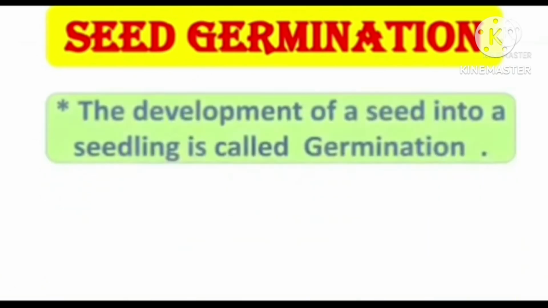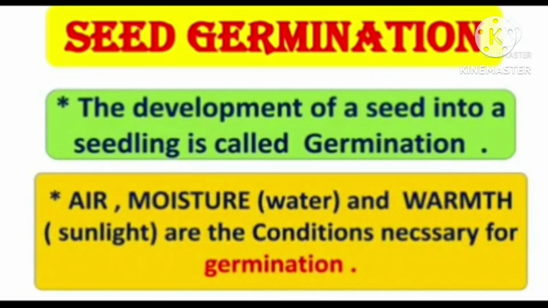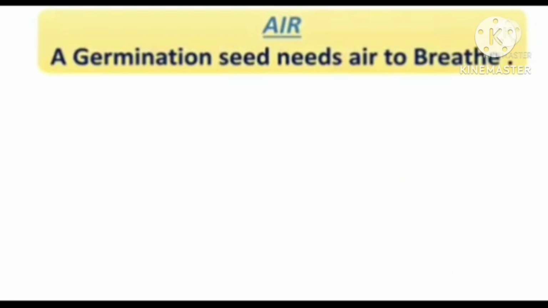Seed germination. How will germination happen? The development of a seed into a seedling is called germination. Seedling means a baby plant. Air, moisture or water, and warmth or sunlight are necessary for germination. To grow, a seed needs proper air, proper water and proper sunlight. Then only a seed can grow into a beautiful plant.